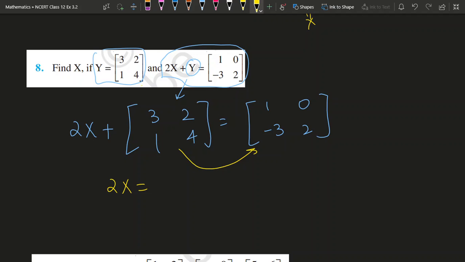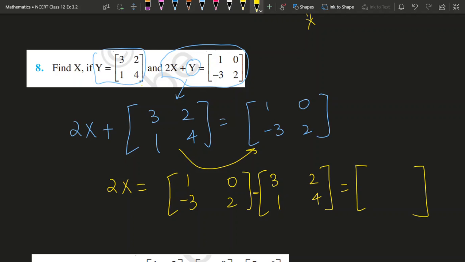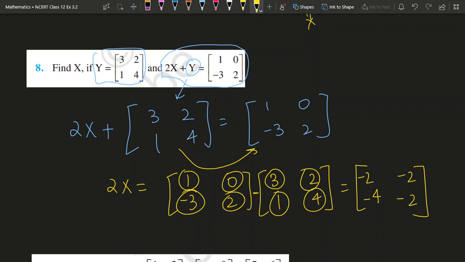So 2x equals 1, 0, negative 3, 2 minus 3, 2, 1, 4. And again, you're doing the element-wise subtraction. So 1 minus 3 gives you negative 2. 0 minus 2 gives you negative 2 again. Negative 3 minus 1 gives you negative 4. And 2 minus 4 gives you negative 2. And now you have that 2 times x is this matrix.